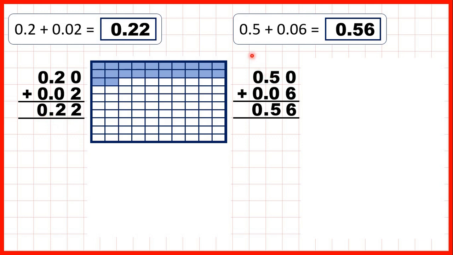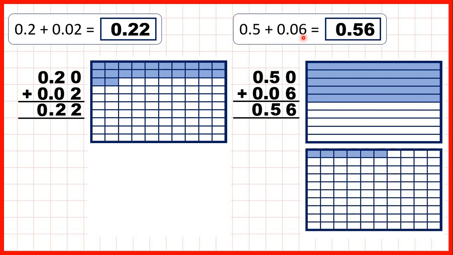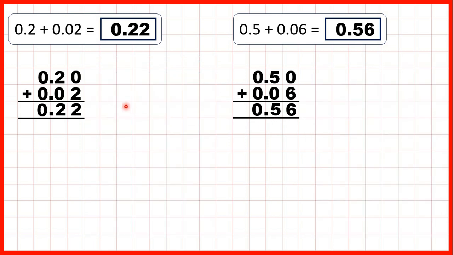Now for this question, we started with the 0.5, so that's 5 tenths, and we were adding 0.06, so that's 6 hundredths. 5 tenths is the same as 50 hundredths, and when we add the 6 hundredths, we get 56 hundredths, or 0.56.